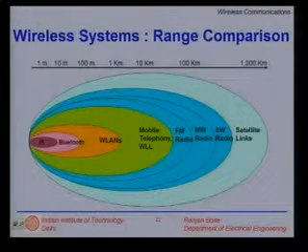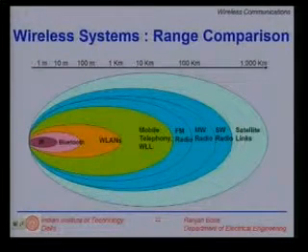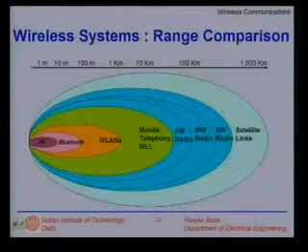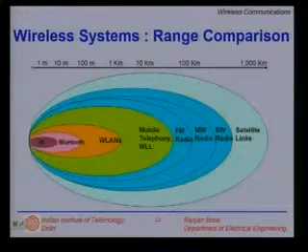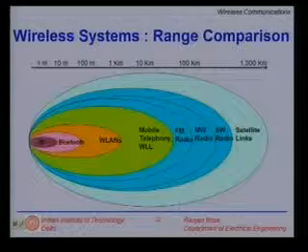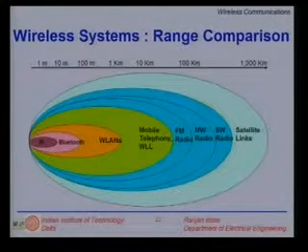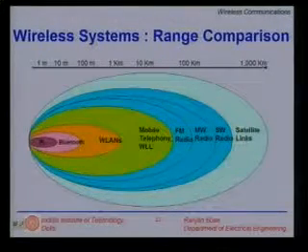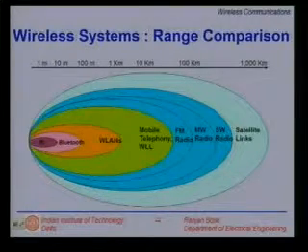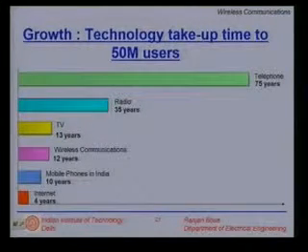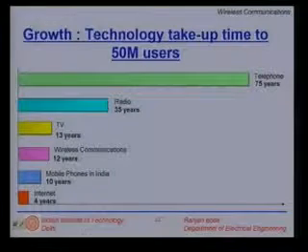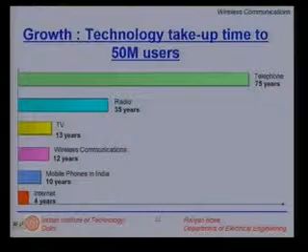Then we go to the blue circles or ellipses here: FM radio, microwave, shortwave. These can go beyond the city limits, probably up to 100 kilometers or so. And of course, at the end are the satellite links. Here we have the growth parameters. This comparison tells us how popular and how fast these new technologies are being accepted.